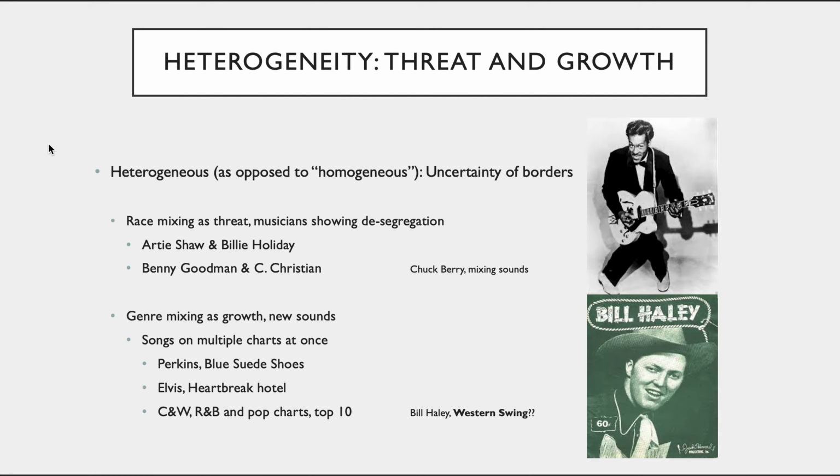So what we're seeing, in the 1950s, coming out of the 40s into the 50s, is that there's a lot of heterogeneity in terms of musical genre. And so heterogeneity means, as opposed to homogeneity. So heterogeneity is that you have more fluid borders, right? So it's not black and white. There's a lot of gray area in between. Things are sort of mixing.